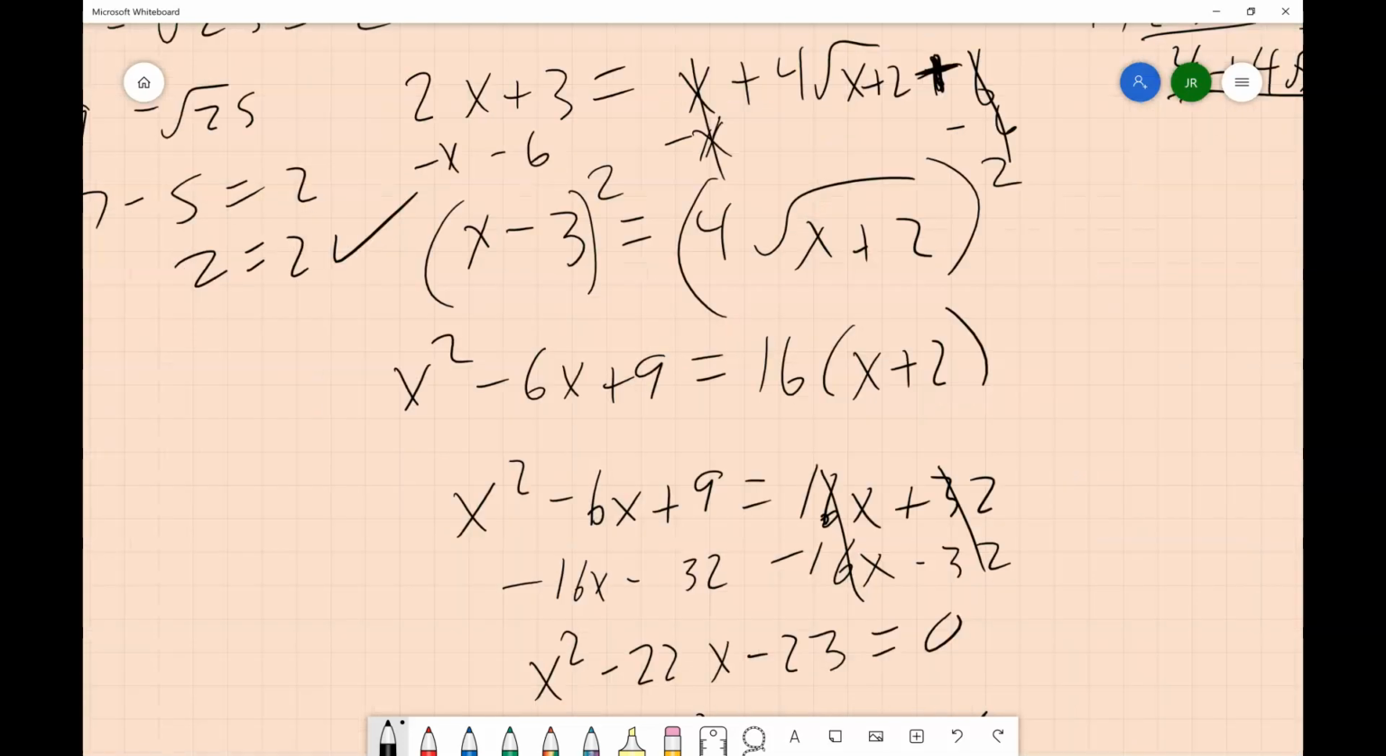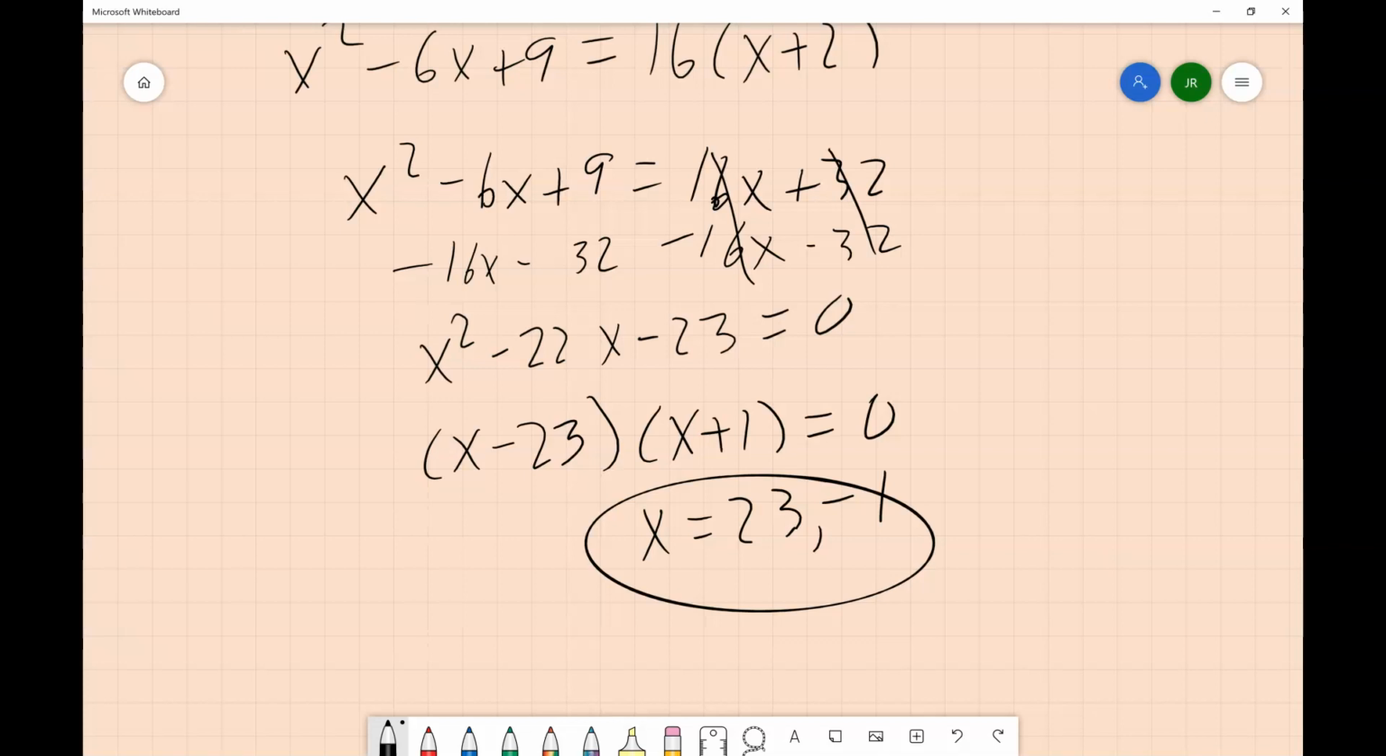So my answers are, the negative 1 is not a true answer, so 23 is my only answer.